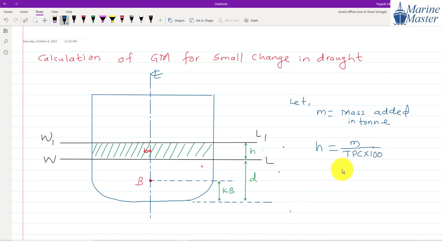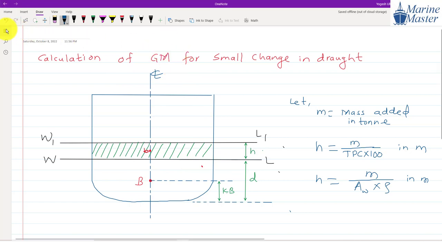And another relation. Another relation of h will be what, guys? M by another relation, in meters. So try to listen to my words carefully. Our target is what? We have to find out the final GM.